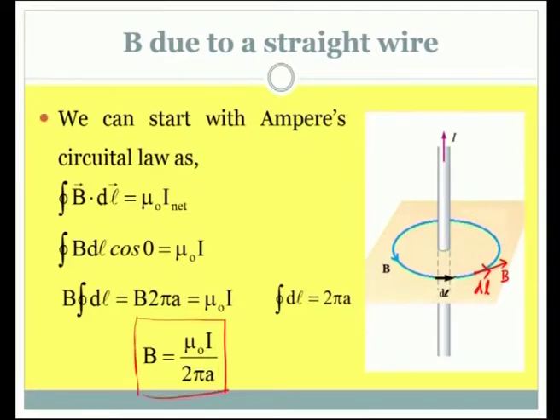So, Ampere's circuital law is a powerful tool in finding the magnetic field. The only thing is we have to be clever in substituting for the terms, the closed loop and also the calculation of I net, both have to be done carefully.